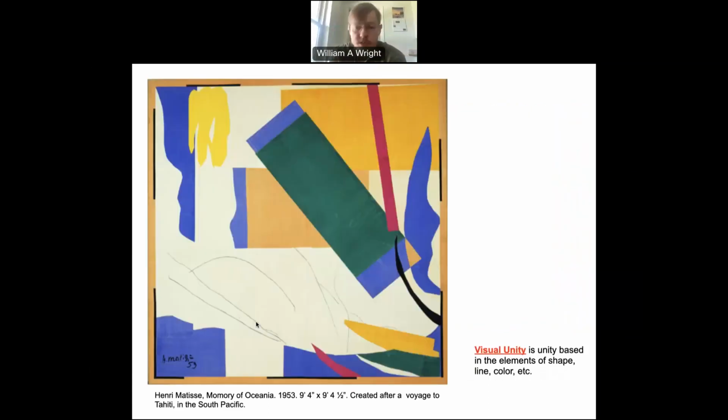Okay, so visual unity is when it's based on basically the elements, right? When you see it and there are concrete things you can define, the lines, the shapes, the colors, you look at them and you see that unity because it's right there. It's visual, right? It's Memory of Oceania, created after a voyage to Tahiti, inspired by the ocean. So it's somewhat abstract, somewhat non-objective.